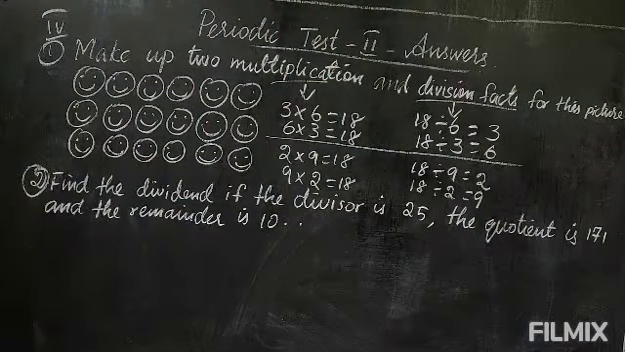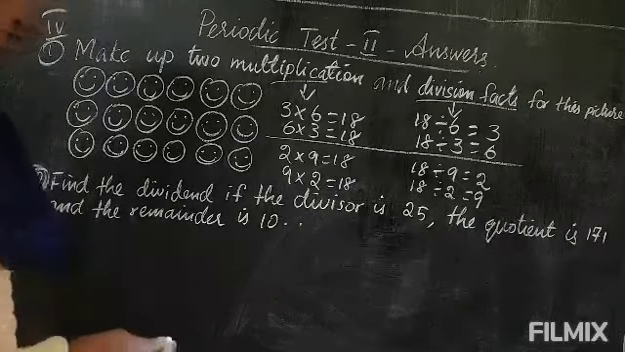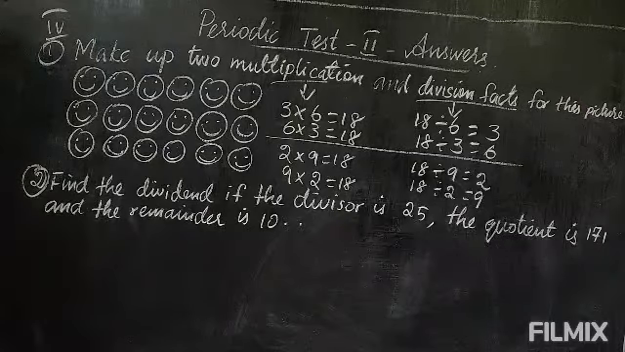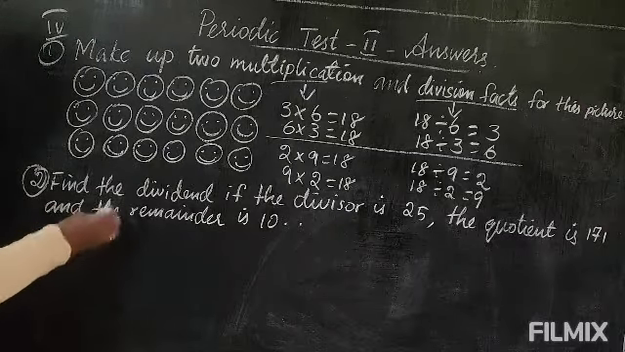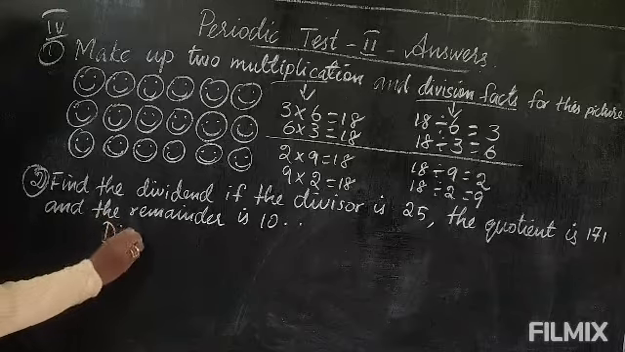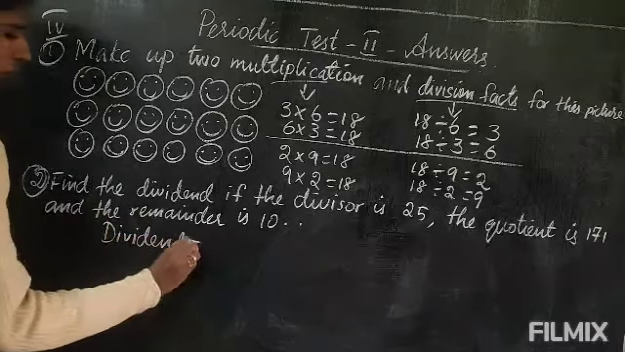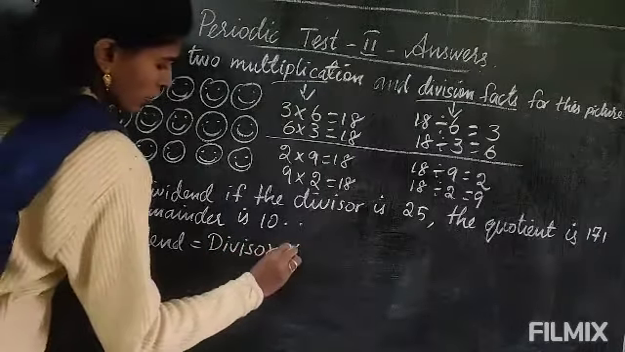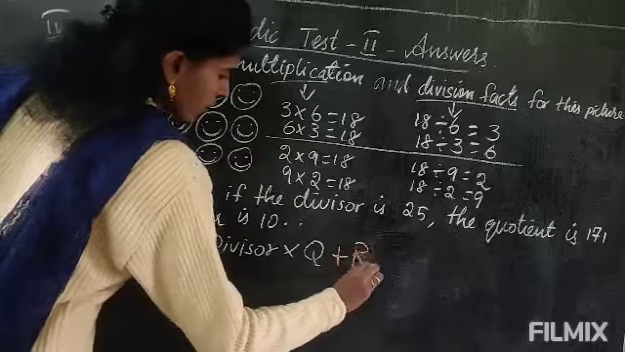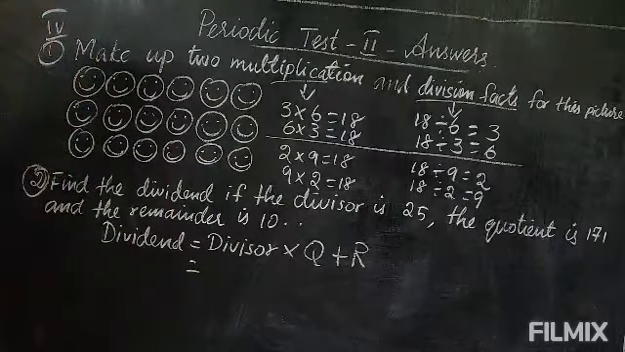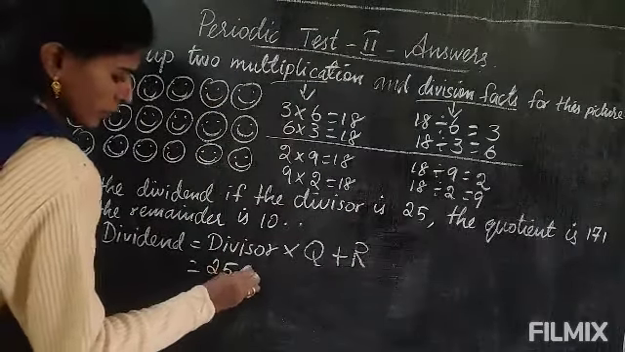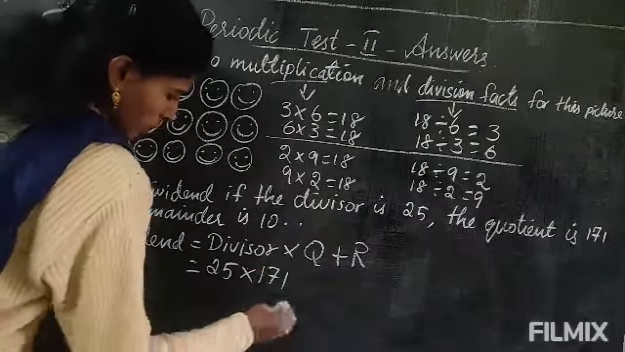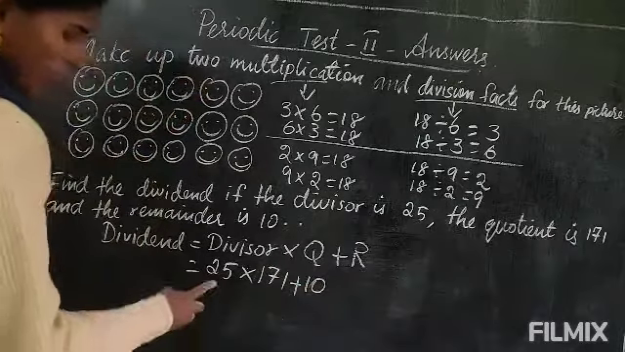Okay, next one. Find the dividend if the divisor is 25, the quotient is 171 and the remainder is 10. So here you must know the formula to find the dividend. The formula is dividend equal to divisor into quotient plus remainder. So here the divisor is 25, we multiply. Quotient is 171, again plus remainder 10.